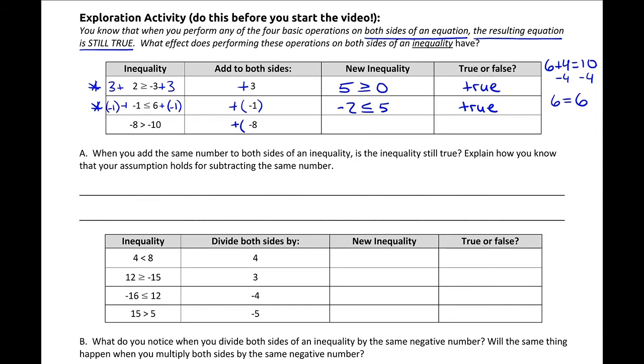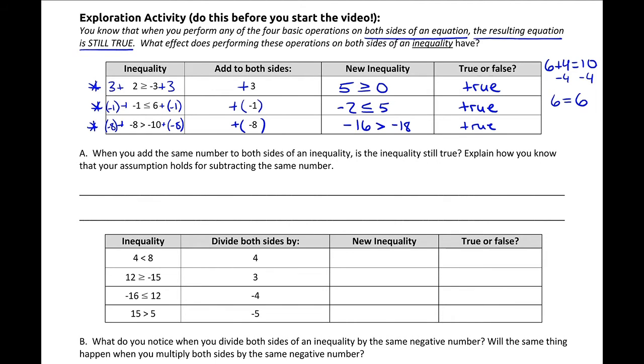And finally, I want to add a negative 8 to both sides of this inequality here. Negative 8 is greater than negative 10. Negative 8 plus negative 8 is negative 16, and that's greater than negative 10 plus negative 8, which is negative 18. And if we think about a number line, negative 16 is closer to 0, which means it is greater than negative 18. So that is a true statement.